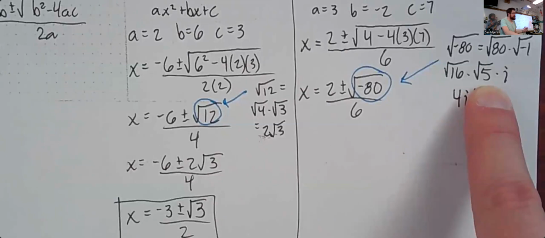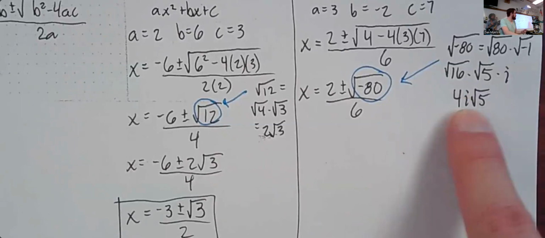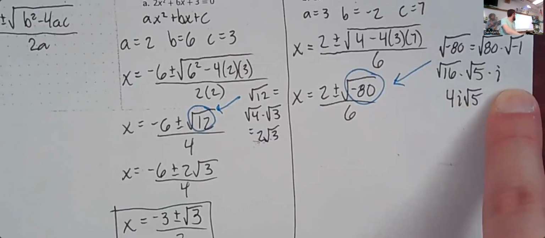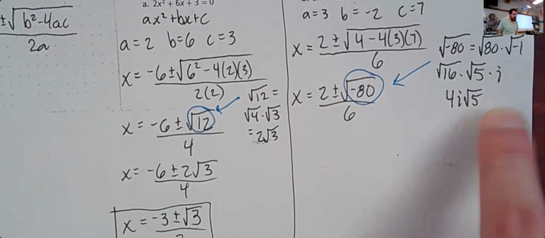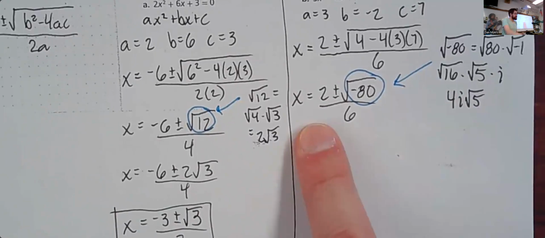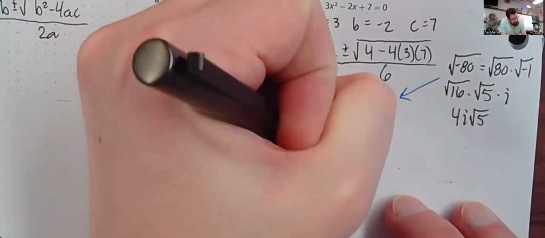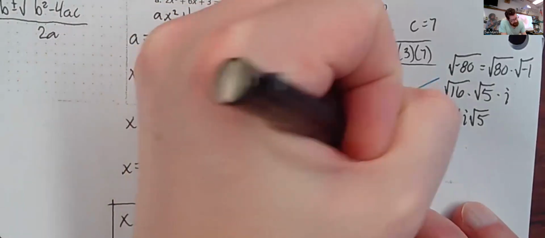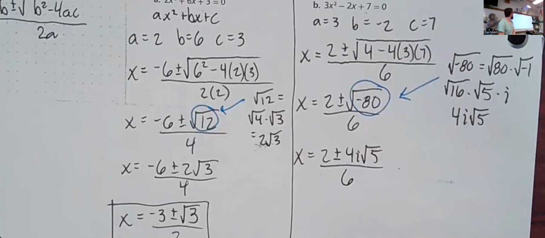16 is 5, square root of 16 is 4. So it'd be 4 root 5. But then we also have the square root of negative 1, which is I, so that makes it 4I root 5. So we're going to put that on our numerator next to the 2. So that'll be x equals 2 plus or minus 4I root 5 over 6.